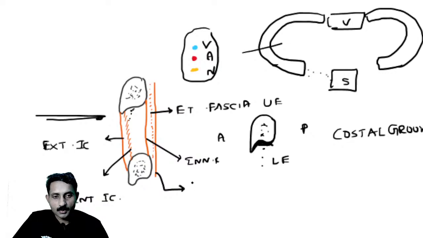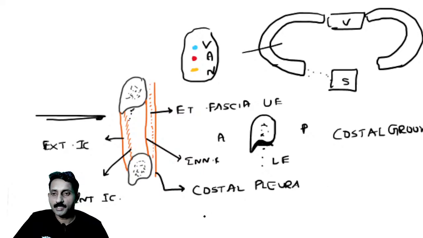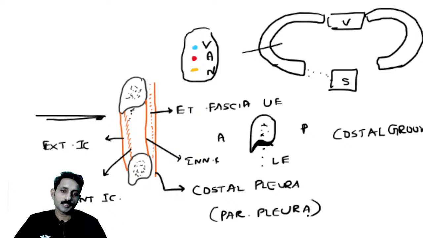What part of the pleura? It is called costal pleura. Some books will give costal pleura as a thing, but it is nothing but the parietal pleura. Each area is given a different name. Parietal pleura in the mediastinum is called mediastinal pleura. In the costa, it is called costal pleura. The question can come in either way. So what is the answer for this?